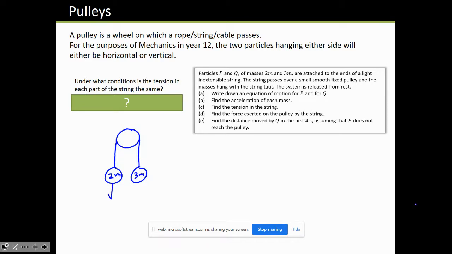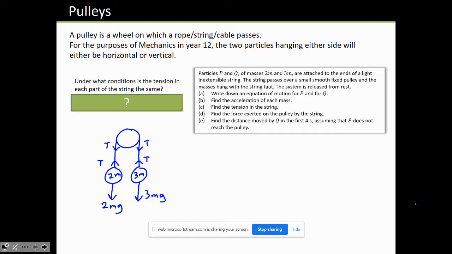So you can see that we're going to have some forces here. We're going to have a weight here of 2mg and a weight here of 3mg. Now we're also going to have tension in the string. Now, this is where we talk about tension in the string being the same. So I'm going to tell you that this tension and that tension are going to be exactly the same. And we can also recognize that we'll have tension equal and opposite in this direction acting on the pulley itself. But because it's a smooth fixed pulley, we're generally not going to worry about that so much.